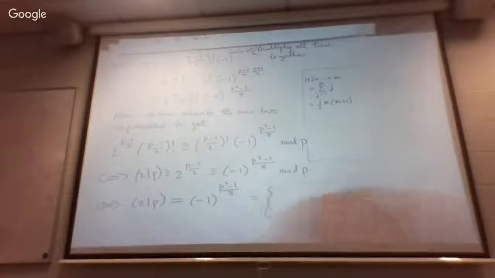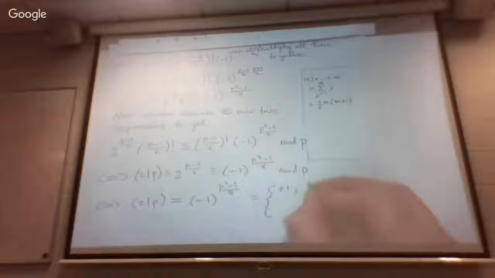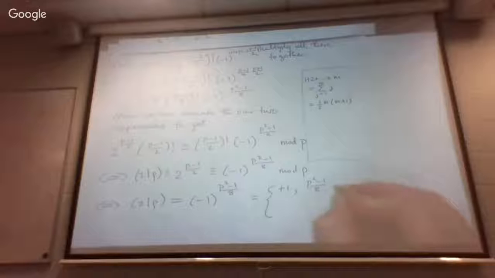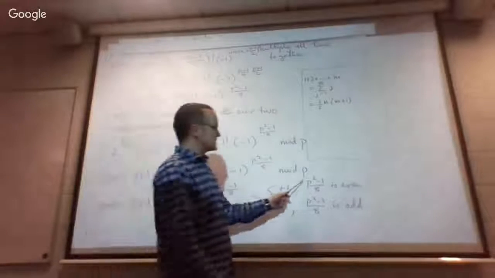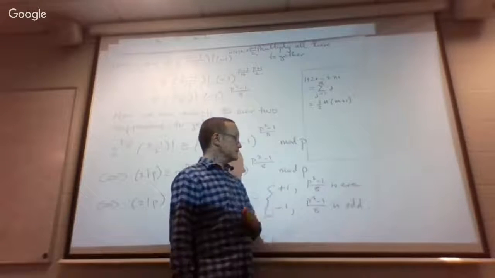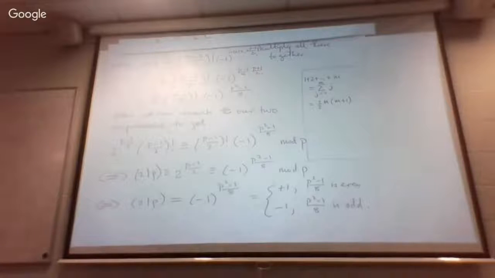And of course, powers of minus 1, you completely understand. It's plus 1 if the exponent, p squared minus 1 over 8, is even. And it's minus 1 if that exponent, p squared minus 1 over 8, is odd. So the only thing we have left to do is just to understand the oddness and evenness of this expression, p squared minus 1 over 8. Okay. It's to do with the congruence class of p modulo 8.